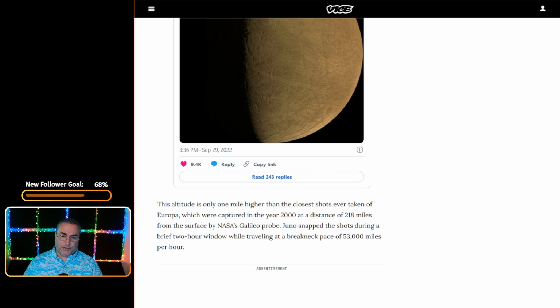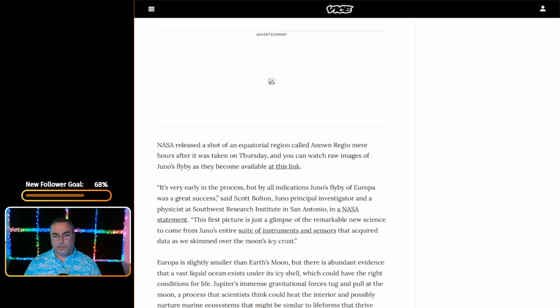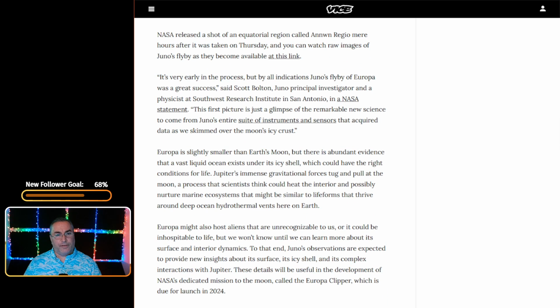Anyway, Juno snapped the shots during a brief two-hour window while traveling at a breakneck pace of 53,000 miles per hour. Yeah, that's some sports photography there. It's very early in the process. By all indications, Juno's flyby of Europa was a great success, said Scott Bolton, Juno principal investigator and physicist at Southwest Research Institute in San Antonio, in a NASA statement. Quote, "The first picture is just a glimpse of the remarkable new science to come from Juno's entire suite of instruments and sensors that acquired data as we skimmed over the moon's icy crust."